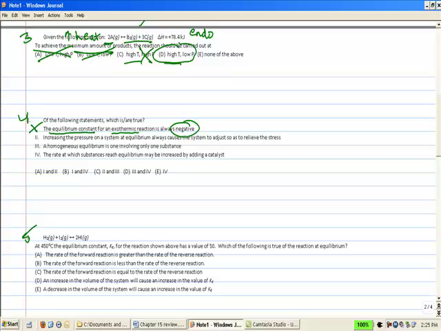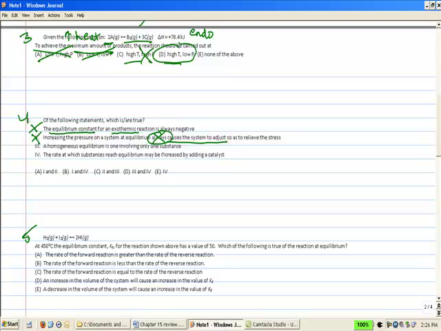Number 2, increasing the pressure on a system at equilibrium always causes the system to adjust so as to relieve the stress. Generally, yes, unless the number of gas molecules on both sides are the same. If the number of gas molecules are the same on both sides, then it does not cause the system to adjust. So when they use the word always, you always got to be careful with that. So 2 is out.